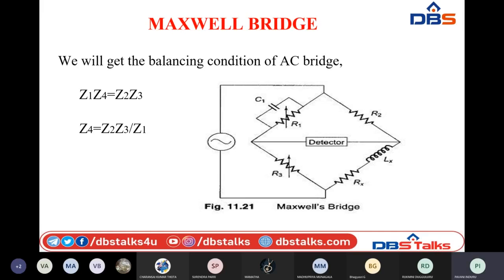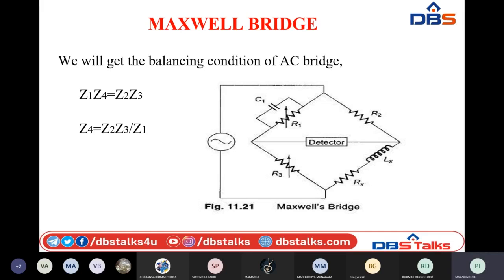Similar to the DC bridges, we need to obtain the condition for AC bridges as well. Whenever the impedances are multiplied like this, the bridge balancing can be done. That is, whenever Z1 into Z4 is equal to Z2 into Z3, at that time balancing of the bridge is done. That means this detector detects only a 0 value in the reading. So whenever this detector shows the null reading, the bridge is in balanced condition. It will happen whenever this criterion is met, that means Z1 Z4 equal to Z2 Z3.